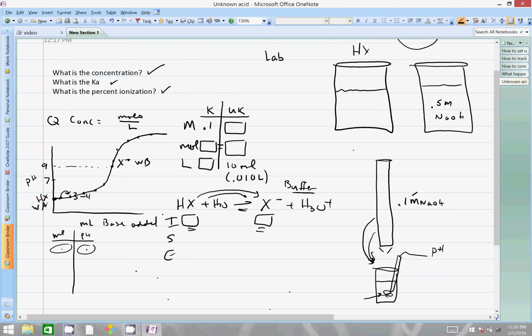Okay, back to the question at hand. You take your equivalence point, drop it down. This gives you your milliliters of base at the equivalence point.